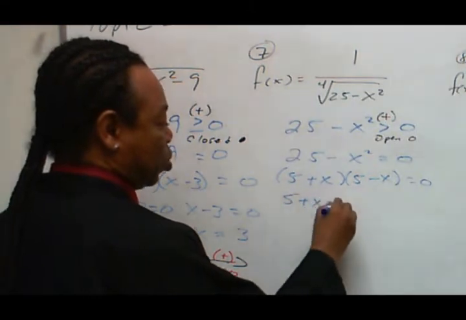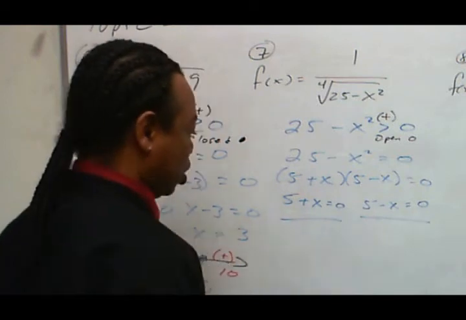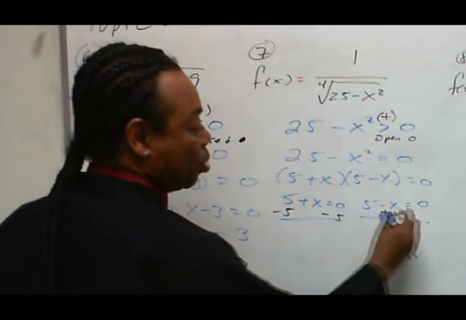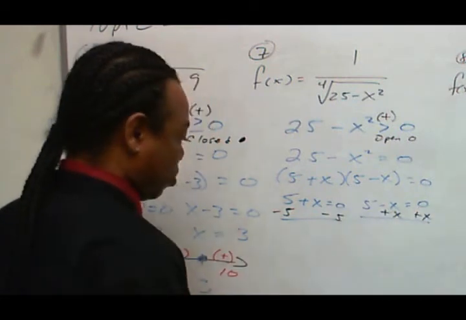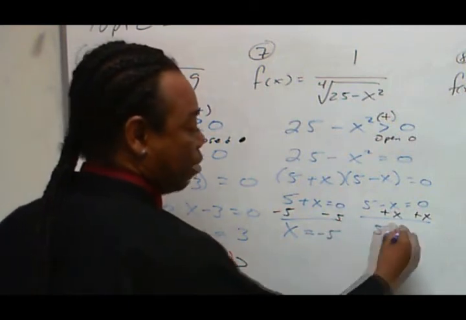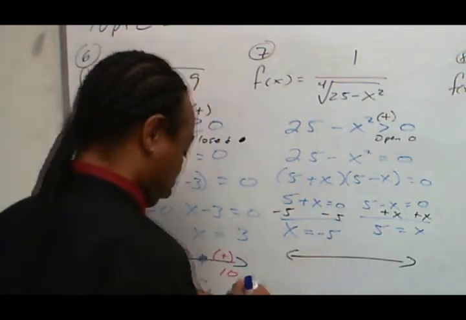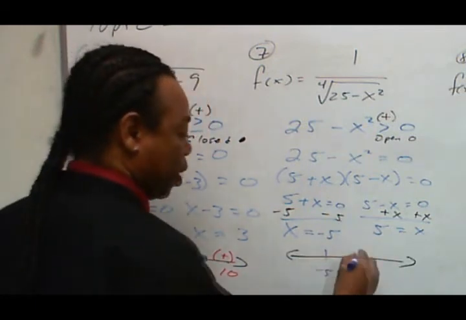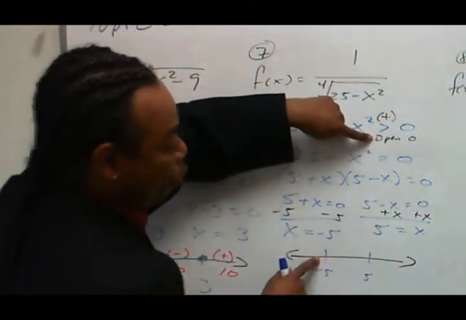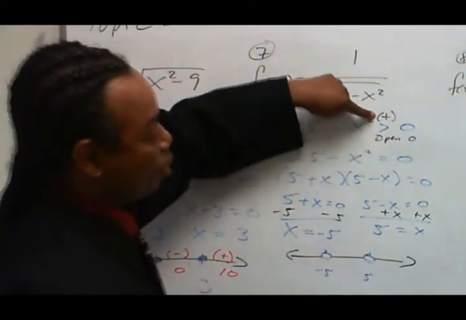5 plus x equals 0. And 5 minus x equals 0. I'm going to subtract 5 from both sides here, and add x to both sides there. So what I'll get is x equals negative 5, and here 5 equals x. And those are my two solutions. I'll put those on the number line. Negative 5 and 5. Now looking back, they both will be open. And I'm looking for positive parts.